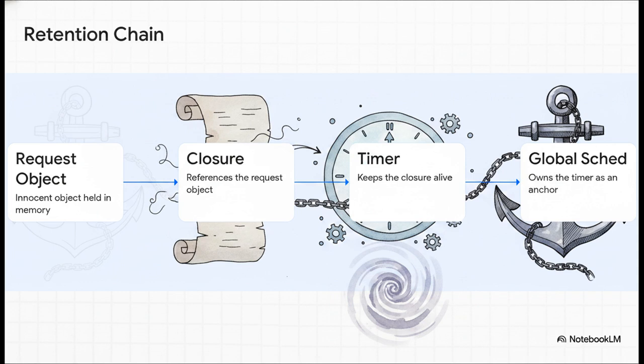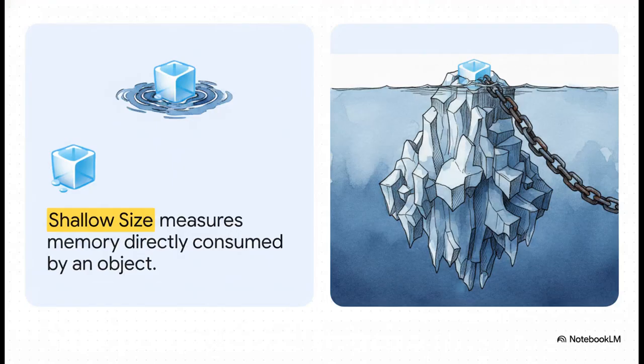The fact that a globally scoped scheduler owns the timer, that owns the closure, that traps your request, that unbroken chain of custody is your actual leak. And this chain of custody perfectly highlights the absolutely vital difference between shallow size and retained size.